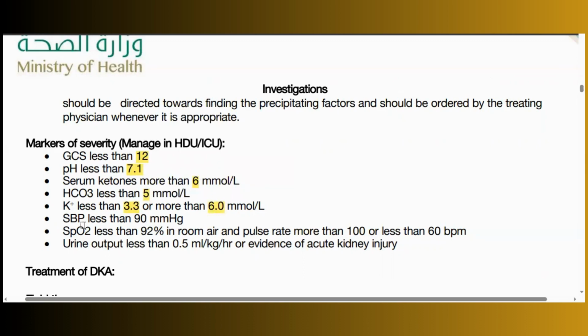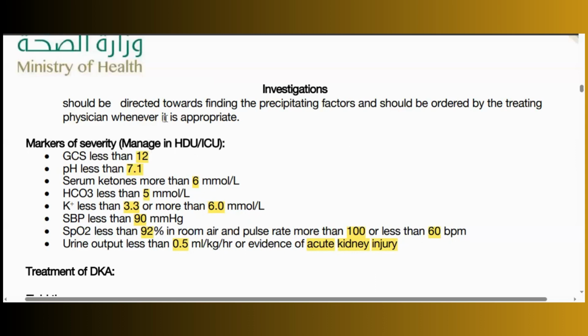The systolic blood pressure less than 90. The oxygen saturation less than 92 in room air, and pulse rate more than 100 or less than 60 beats per minute. The urine output is less than 0.5 ml per kg per hour, or evidence of acute kidney injury. So these are the markers of severity to manage the patient in HDU and ICU.